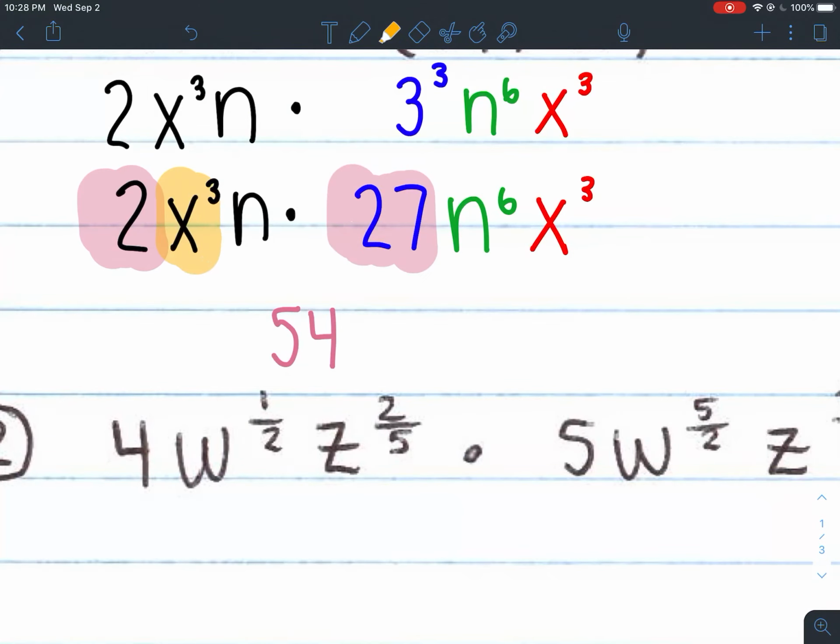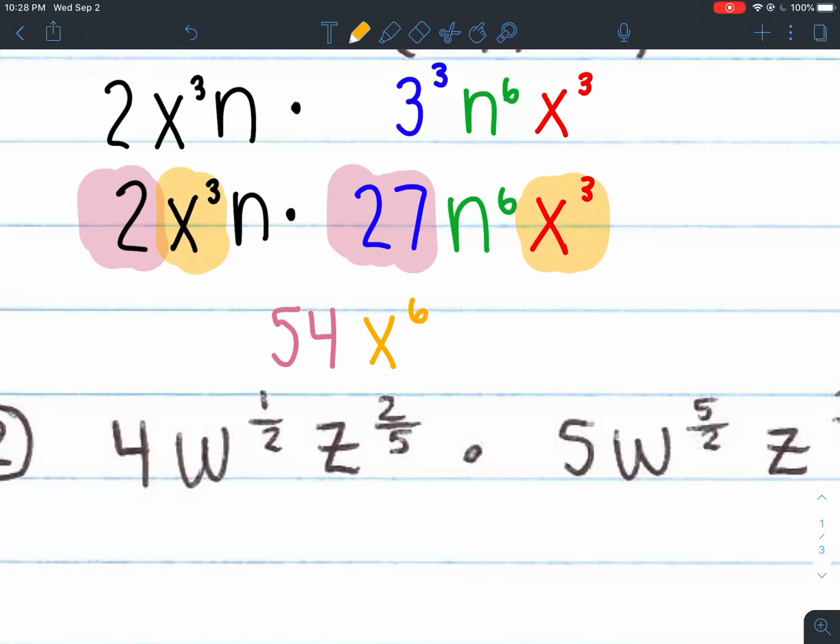So the next variable I see is the x here. So I'm looking for any other bases that are also x, which I do have in this case, the x to the cube. Now the question is, would I add these exponents or would I multiply them? Well, in this case, I would add them. There are no parentheses here, so there's no way I'm supposed to be multiplying. The only time you multiply exponents is when you are distributing. So in this case, I would add the exponent.